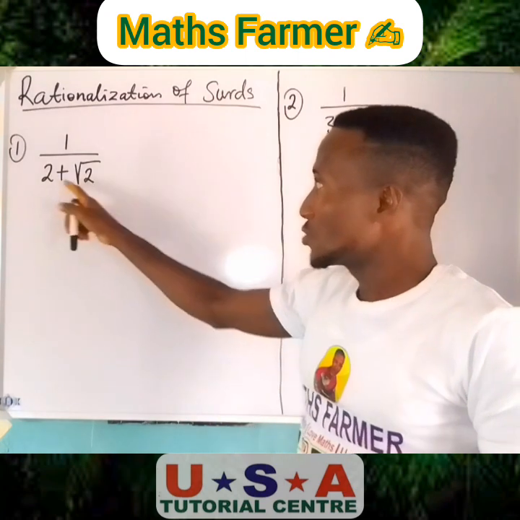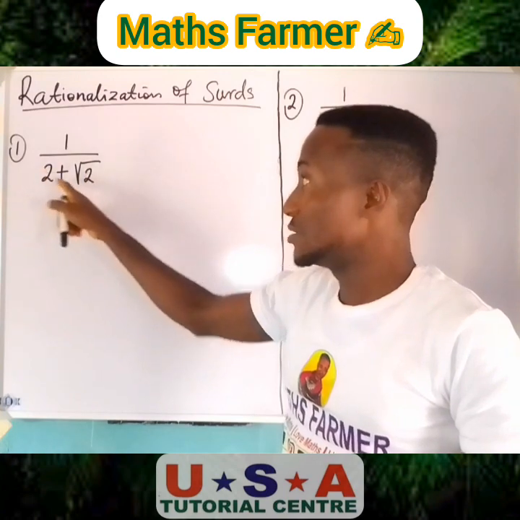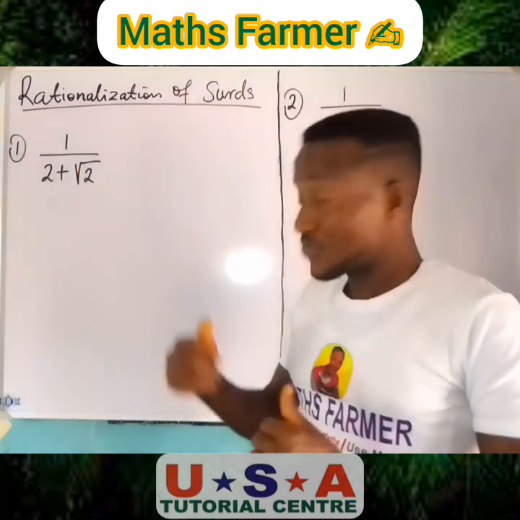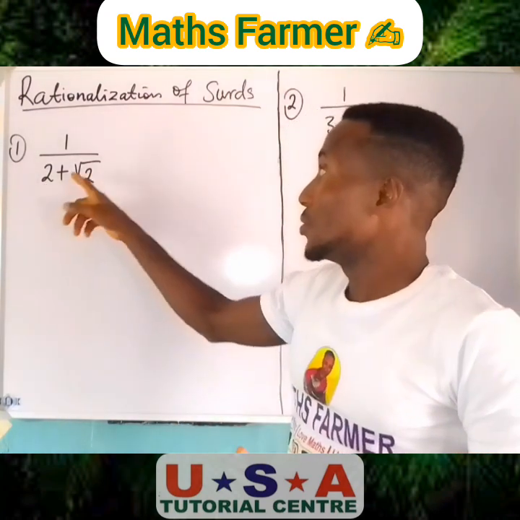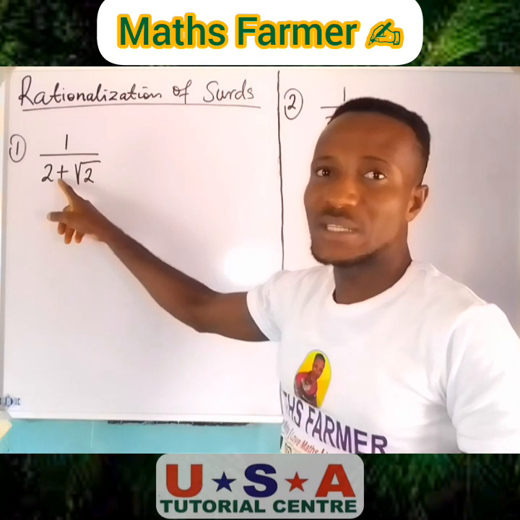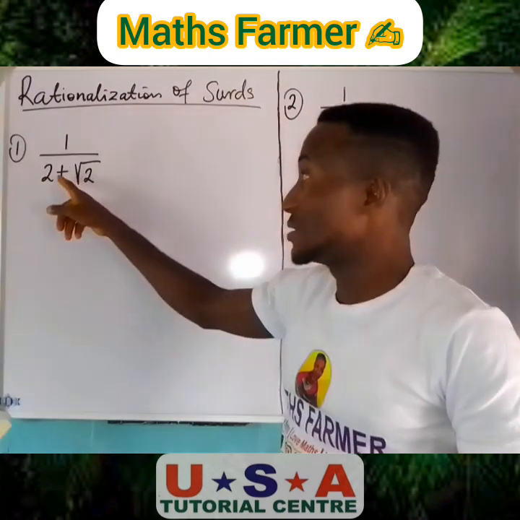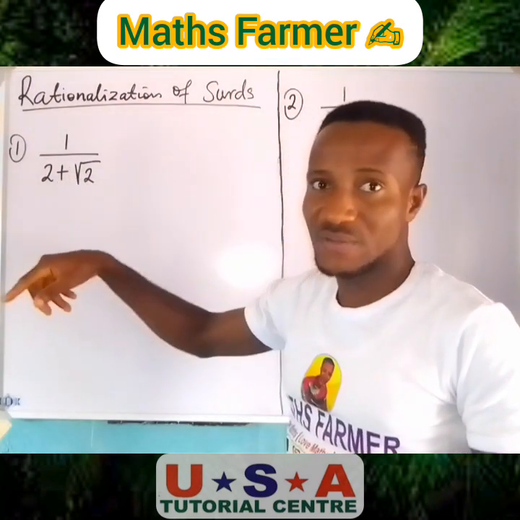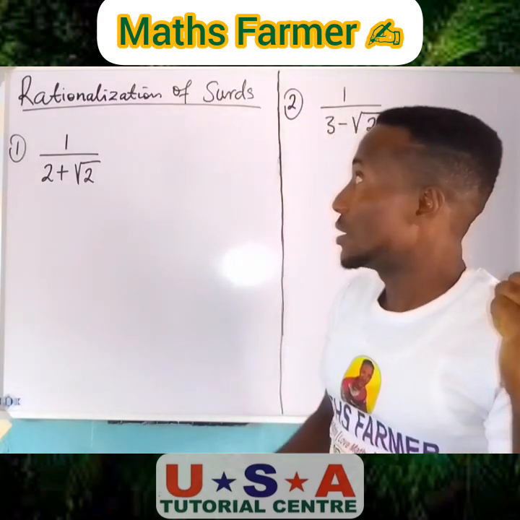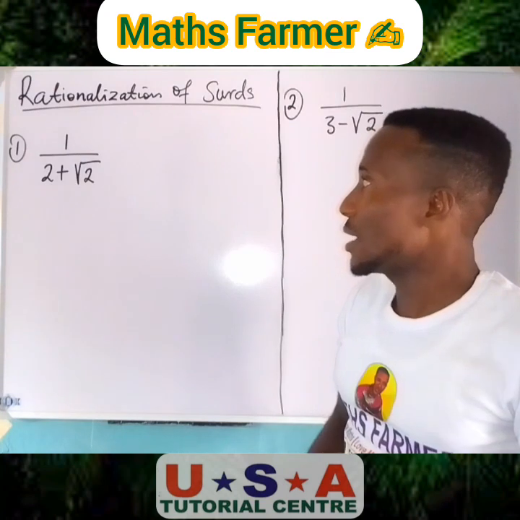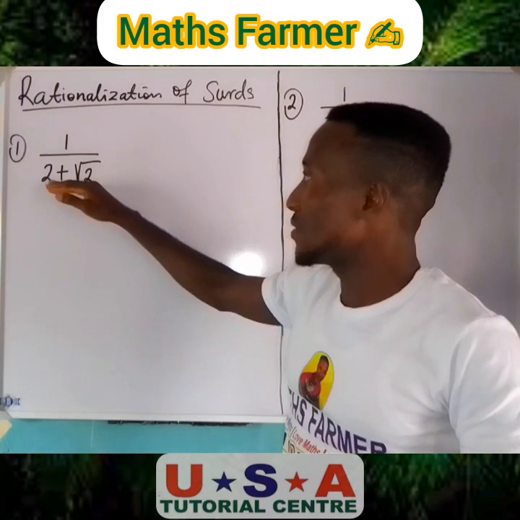Now, for us to do this, you have to conjugate the denominator. When I say conjugate, it means you have to change this sign to negative. This is a positive sign here; we change it to negative. Had it been negative, we change it to positive. That's conjugation. If you don't understand, you can go to my previous video where I discuss conjugate of surds.